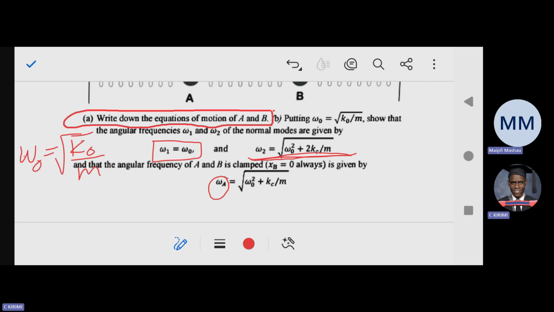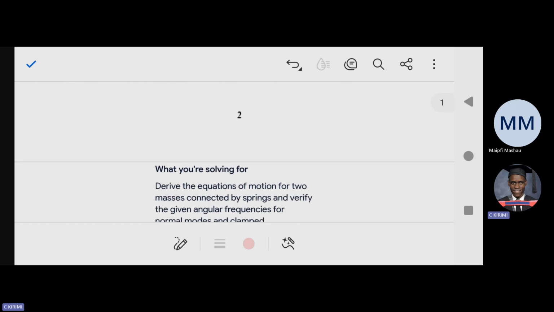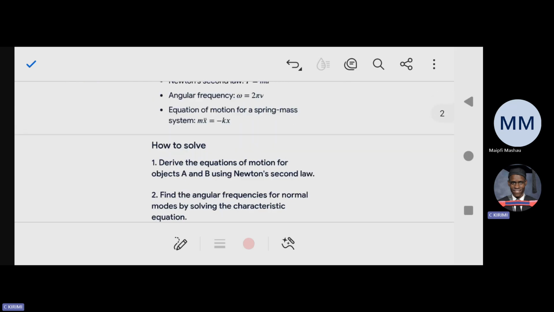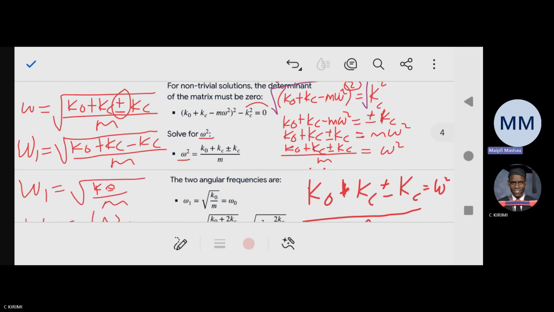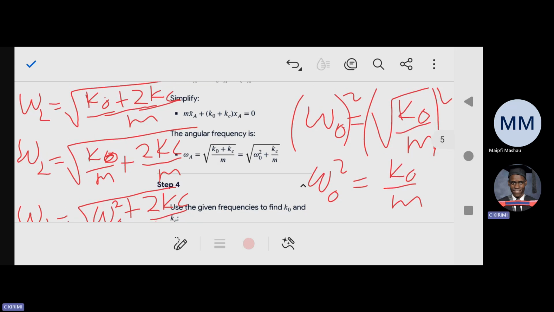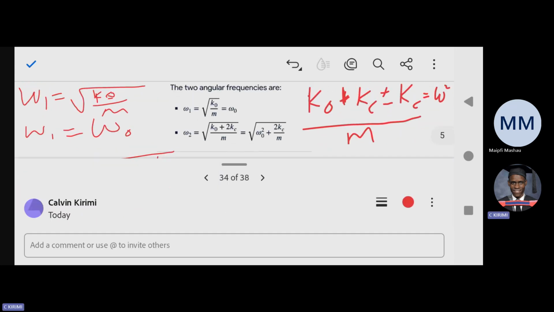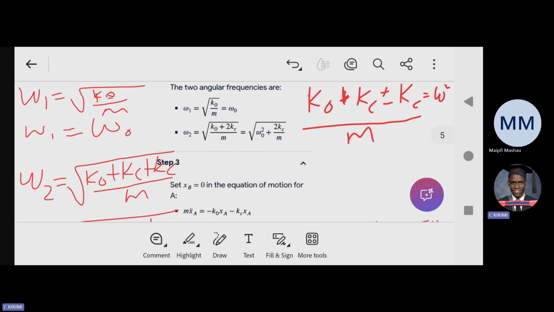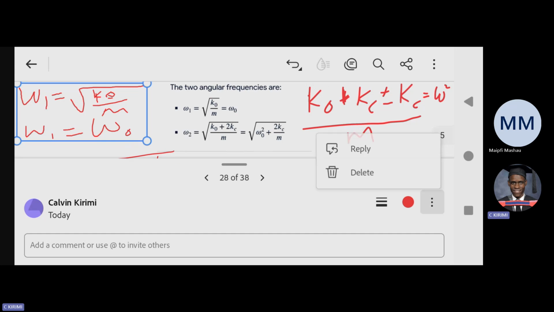That's the last one. All the other ones we have shown. What we are left with is the angular frequency of A when B is clamped. You must have the equation of that angular frequency when B is clamped.